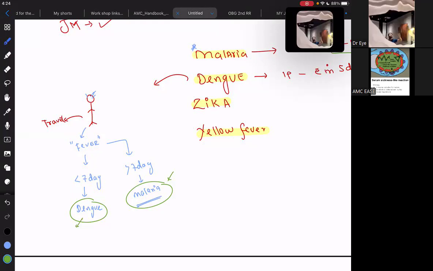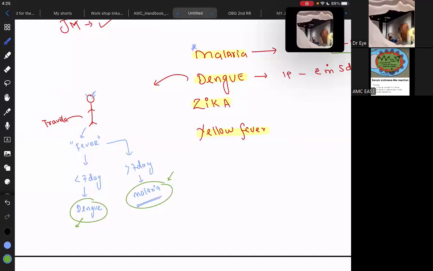Of course, the patient will have other signs and symptoms: bone-breaking fever in dengue, constant type of fever, and thrombocytopenia. In malaria, the patient will have anemia, cyclic fever, chills, and headache. This paroxysmal fever in malaria is very typical, very characteristic.